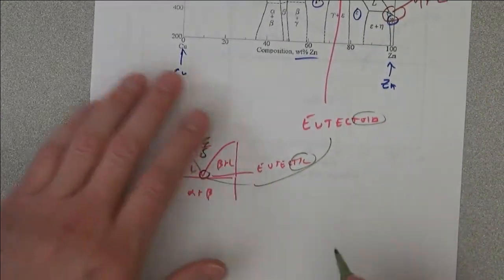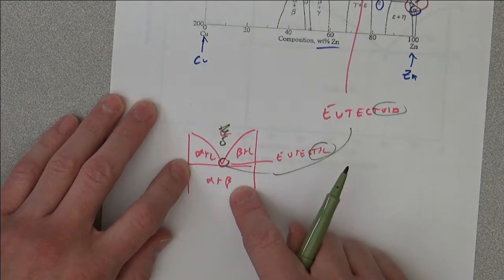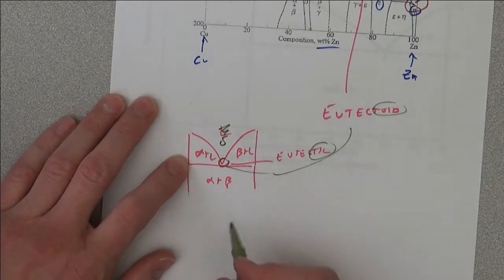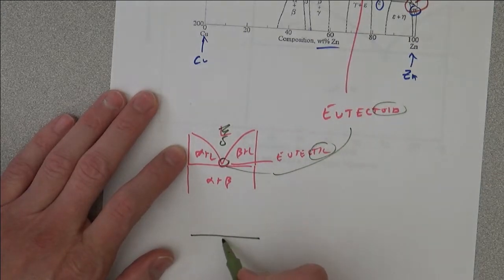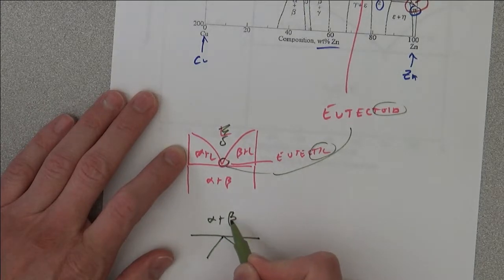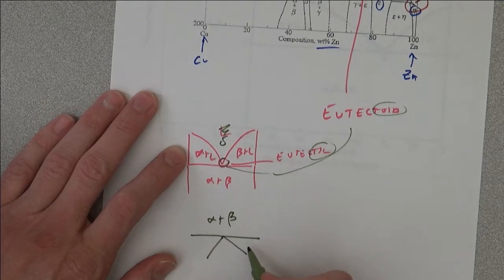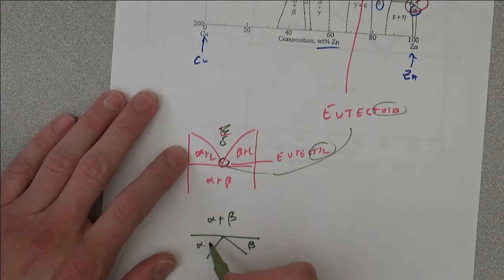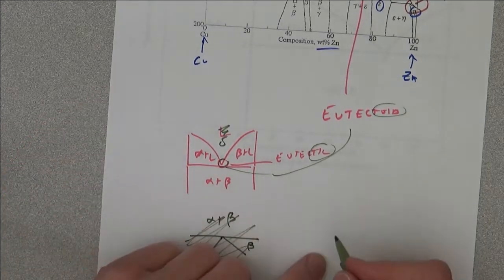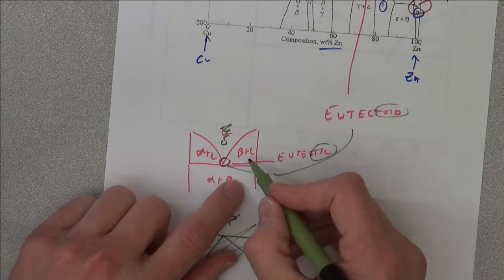Right? So whereas the eutectic looks like this, a peritectic is a situation where you flip it. So now you have something that looks like this. Alpha plus beta, alpha, beta. Sorry, try this again. I'm not very good with the solid solutions.